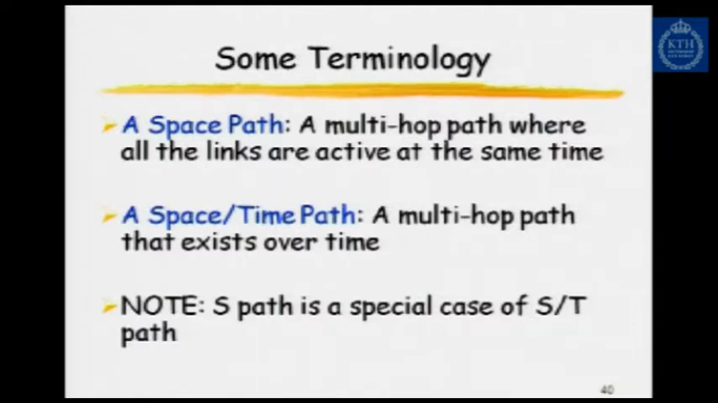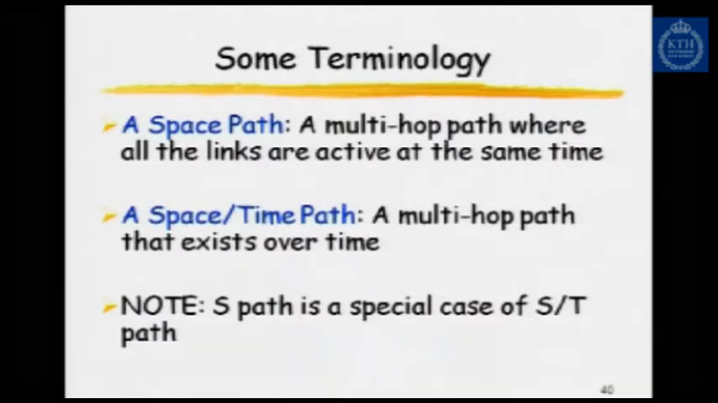We normally talk about a network path, but we can talk about a space path. That's the traditional path. If you take a snapshot of the network, you can actually see the path. Instantaneously, it shows up. All the links in the path are contemporaneous. They all show at the same time.